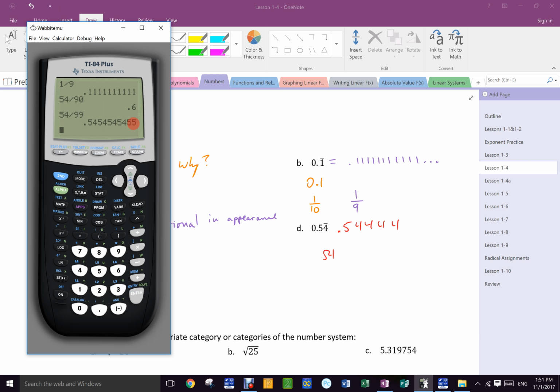54 divided by 99.9. How is that rational? Is that an integer? No. But still. All right. How about 504 divided by 999?